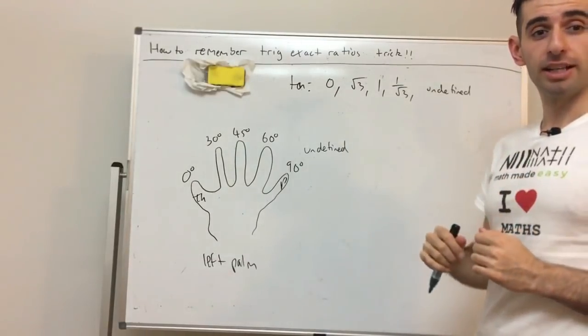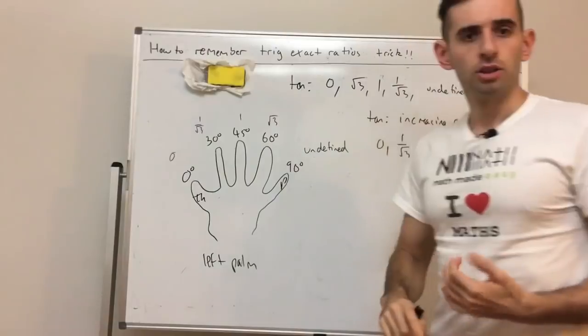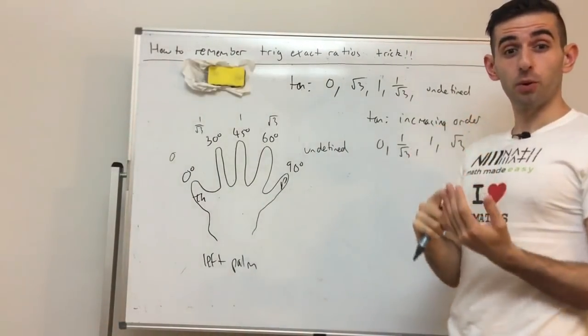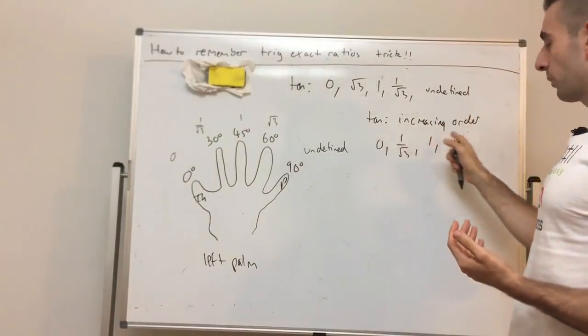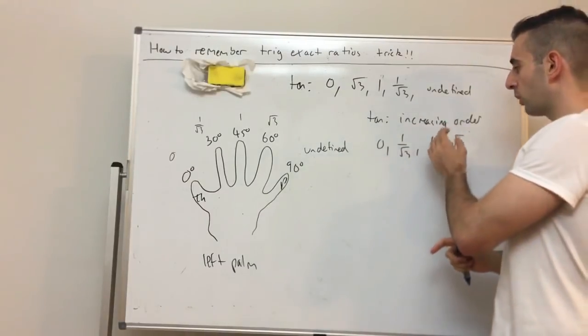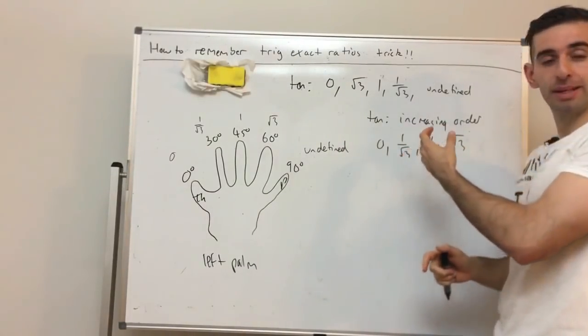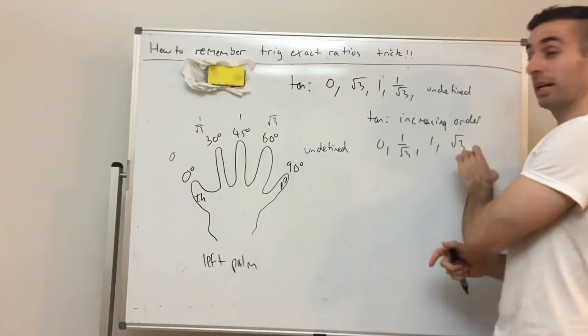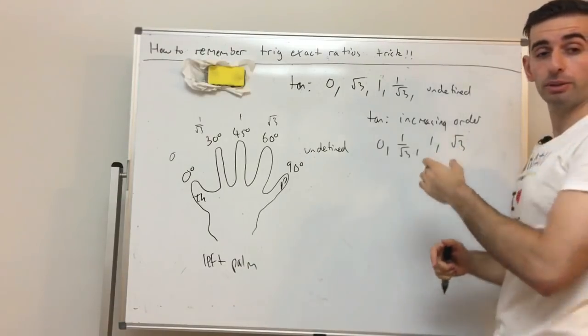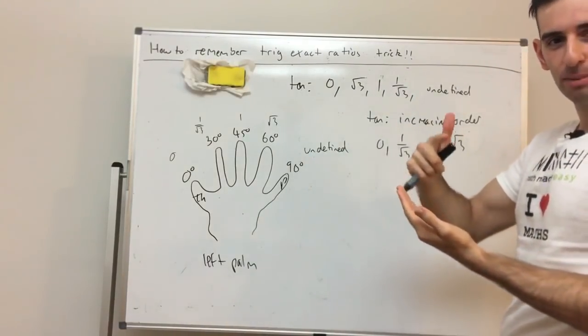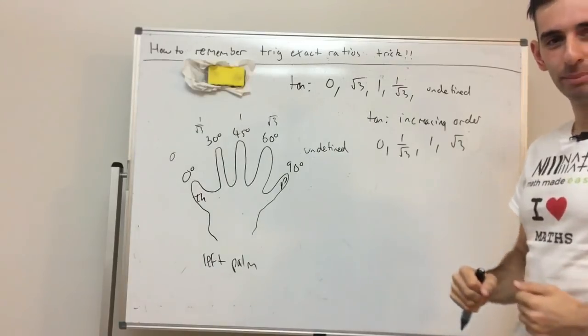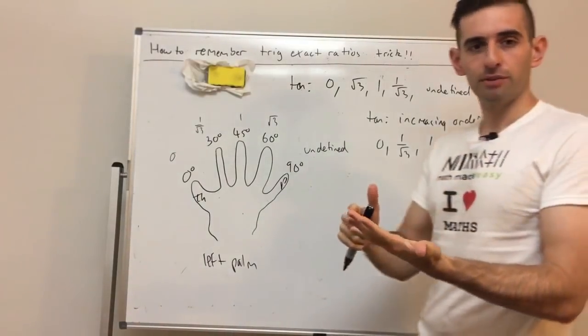The same as sine, increasing order. The increasing order for this one is really straightforward: 0, 1 on root 3, 1, root 3, because 1's in the middle. 1 on root 3 has to be less than 1 because root 3 is bigger than 1. Since the square root of 1 is 1, anything bigger than the square root of 1 will have to be bigger than 1. So that's how we go for tan.